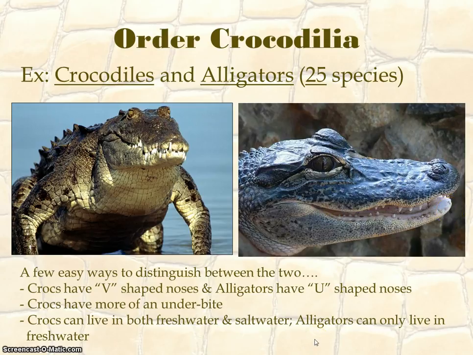Your crocs can be found in both fresh and salt water. Nile crocodiles, freshwater. You can also find species of crocodile in salt water and estuaries. Your Nile crocodiles can move between both, for example. Your alligators, however, will only be found in freshwater environments.